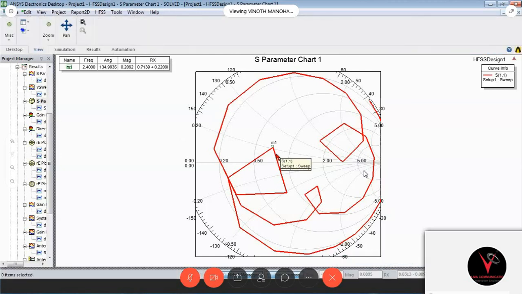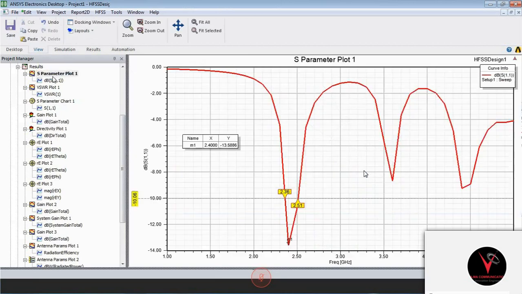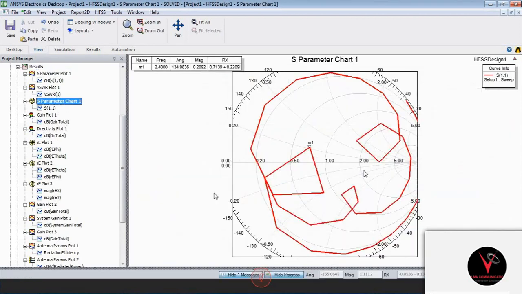So in that Smith chart, we got results at 2.4 gigahertz. Here exactly we got 2.4 gigahertz. So you need to select that 2.4 from the Smith chart. If the frequency lies below the unit circle, the impedance is matched. If it is above the unit circle, the impedance does not match. That is the main condition for the Smith chart analysis. Okay, sir.